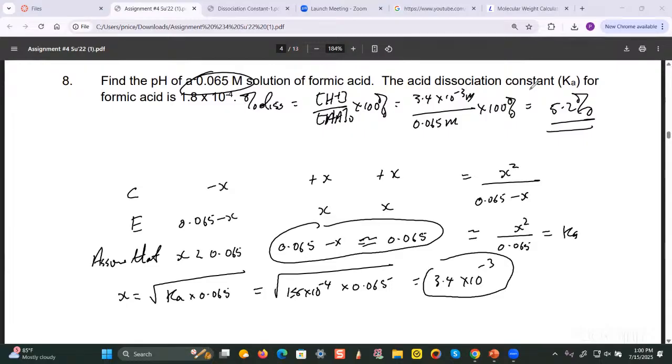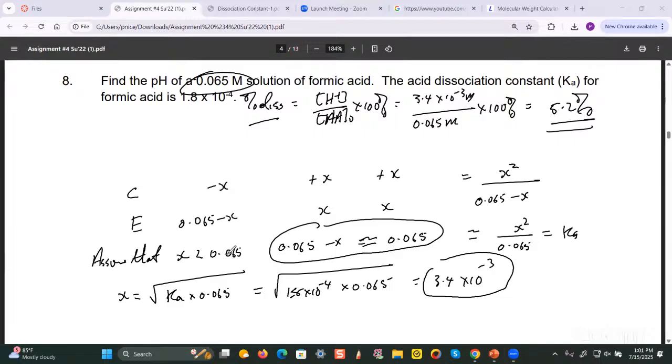Yes, ma'am. What was the writing you put under the ice table? Where? Up top, percent dissociation? You mean here? No, like right next to the x times 2.006. Oh, assumption. Assume that X is less than 0.065. That's what that's saying. Yeah, okay, sorry for my chicken scratch.